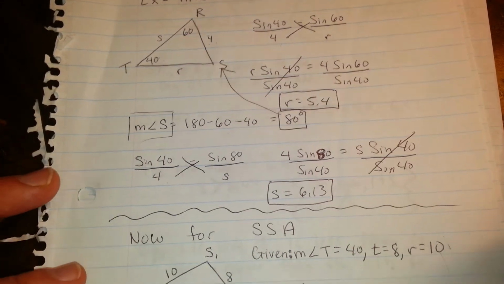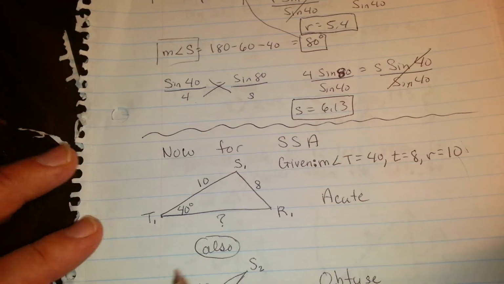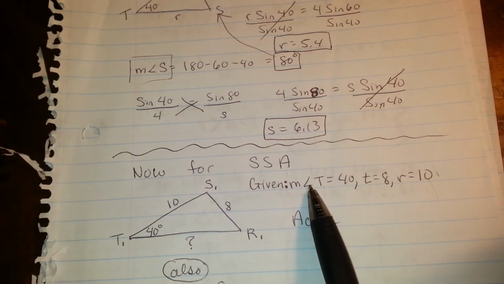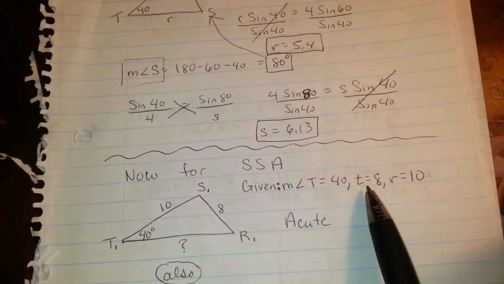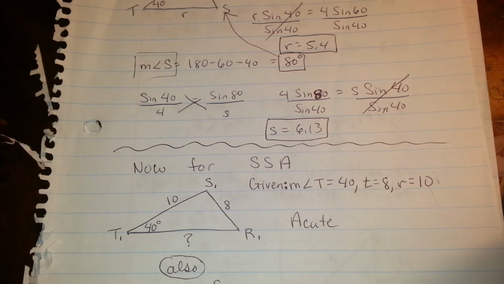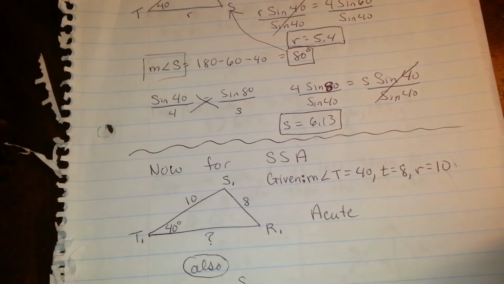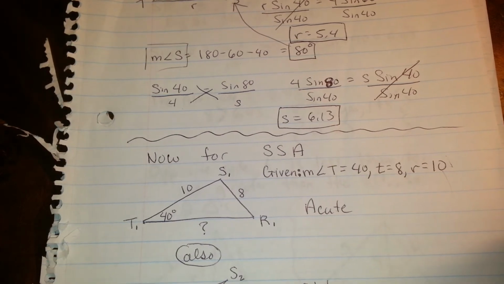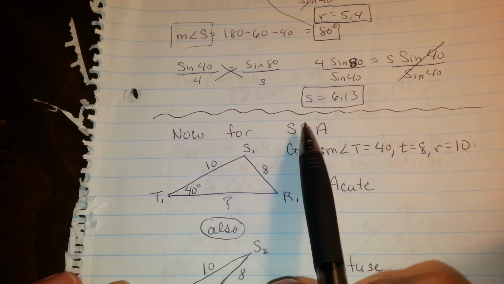All right. Now for side-side angle. Given angle T is 40 and I've got two sides. Little t is 8 and r is 10. I always, guys, people weren't doing this and I really hit home hard about this. I always put my angle when I'm given a side-side angle.